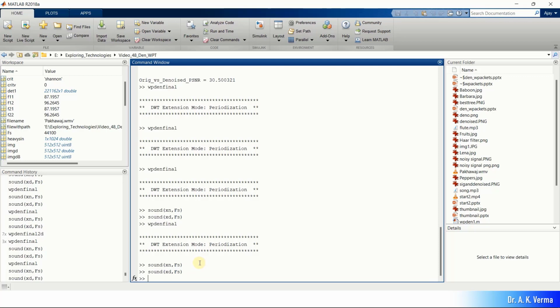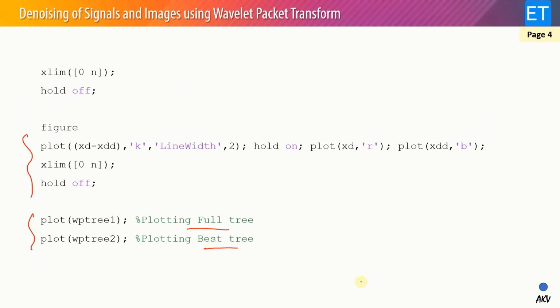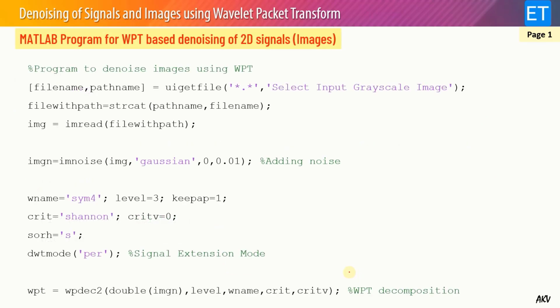Okay, so this is about the denoising of the one-dimensional signals. So now let me come to the denoising of the images. So here this is the program. First I am choosing my input grayscale image. So this grayscale image, after reading, goes to this variable img, and then I am adding the white Gaussian noise to this image with a 0 mean value and the variance of 0.01.